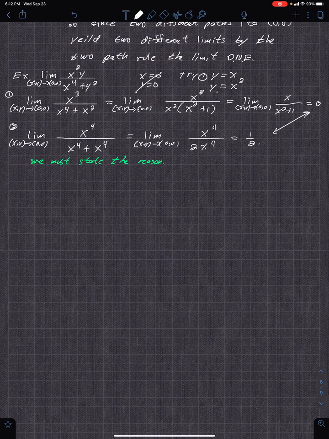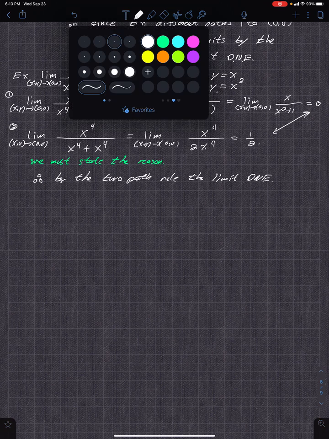Okay, so let's state the reason. So therefore, by the 2-path rule, the limit does not exist. That's good enough. So there's other cases to do.